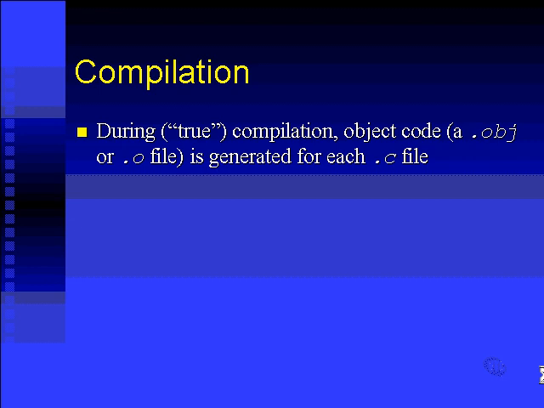Oftentimes, if you only have one .c file, they actually don't ever create a .obj or a .o file. In other words, all you end up with is an executable program. That doesn't mean the compilation phase has been skipped. It just means that the .o file is treated as a temporary file and is usually deleted.